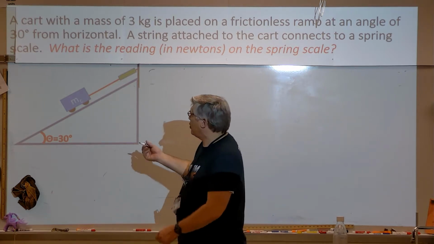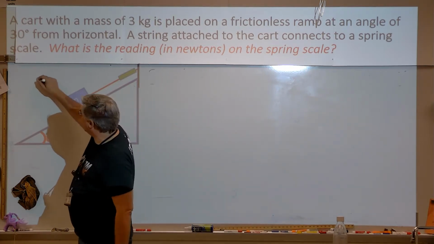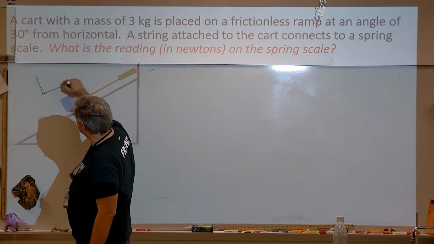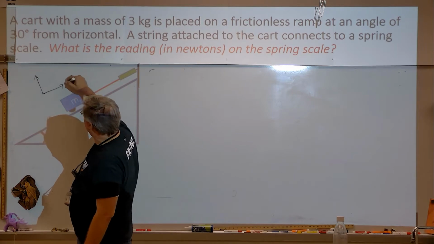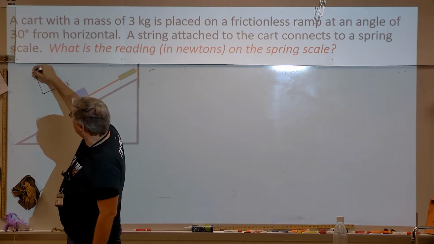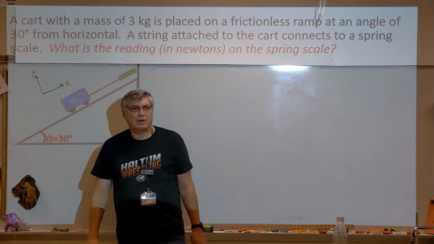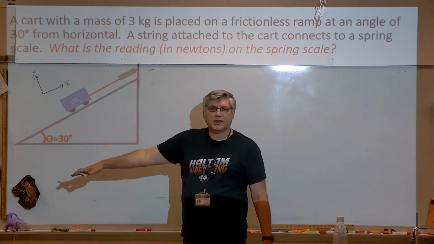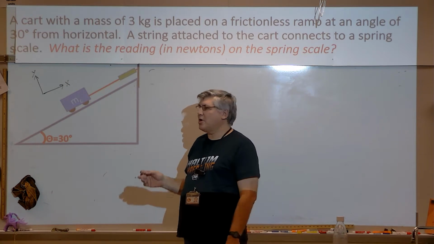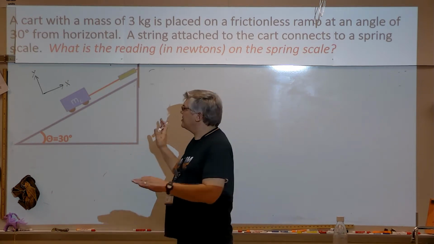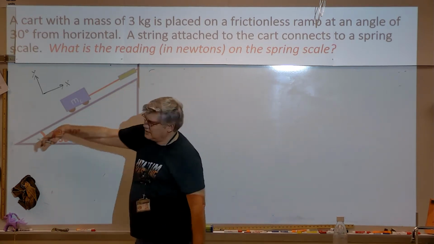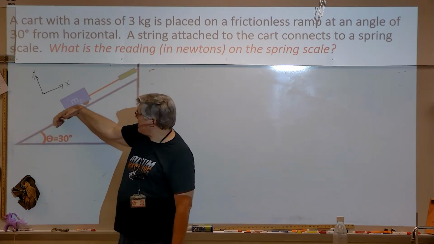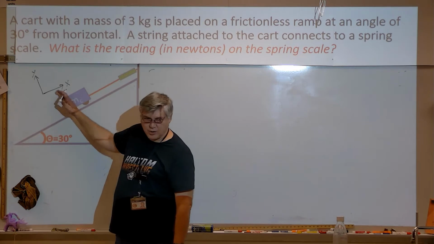So the first thing I'm going to do is define a set of coordinates, a set of axes, and I'm going to define this direction to be x and this direction to be y. Normally horizontal is x and vertical is y, but I'm just going to redefine everything and say that x is parallel to the surface of my ramp and y is perpendicular to the surface of my ramp.